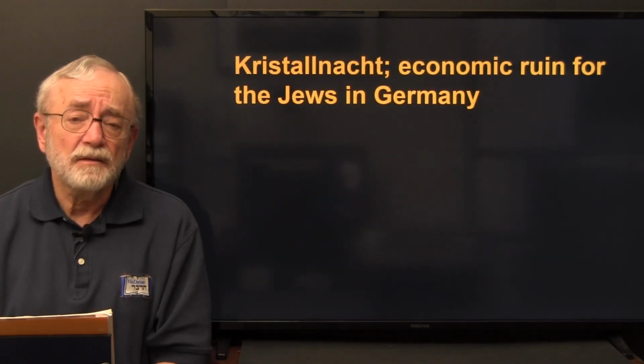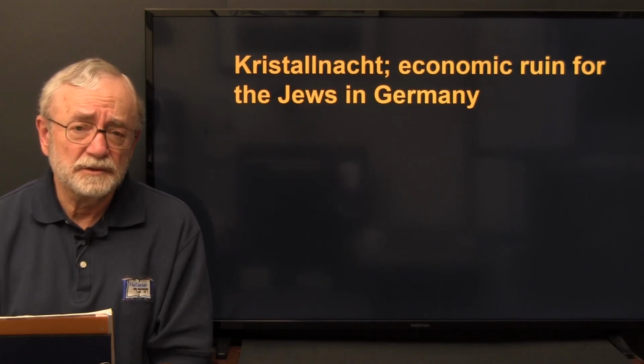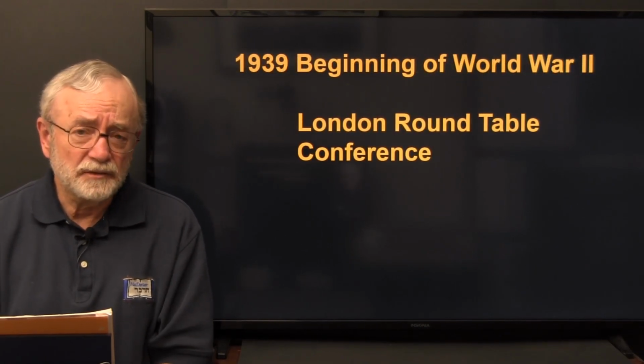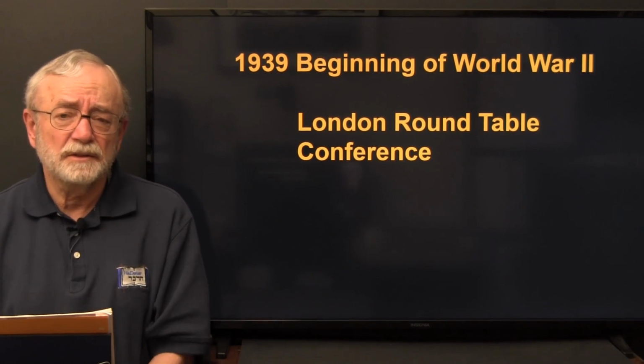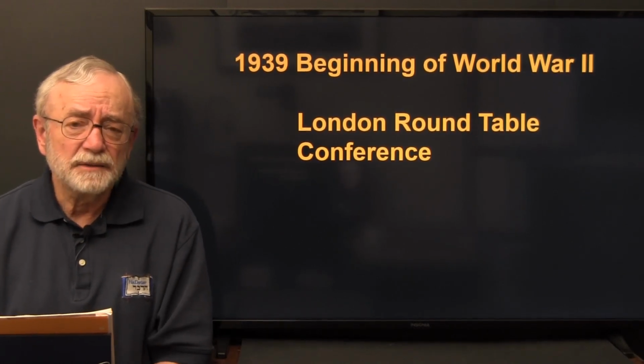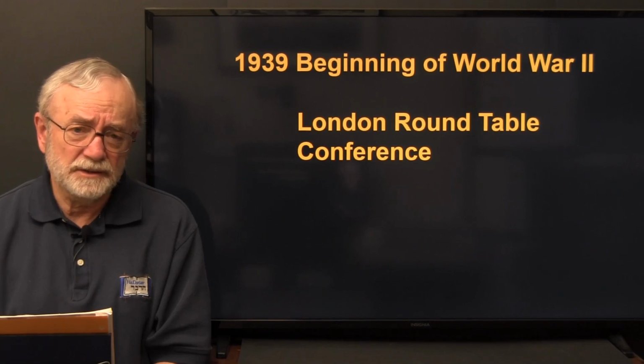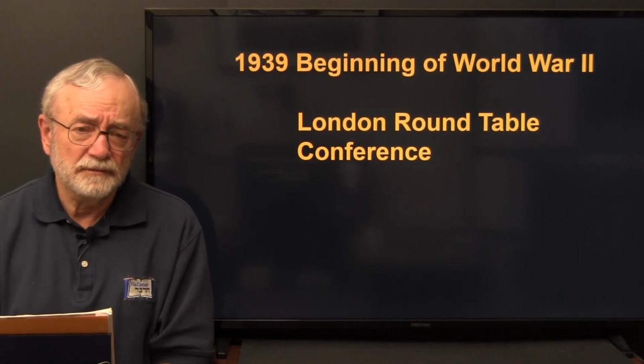We'll come to that. All right, Kristallnacht, the economic ruin for the Jews in Germany, occurred. 1939, beginning of World War II and the London Round Table Conference. The Arab delegations refused to sit with the Zionists, and so what devolved was two conferences.